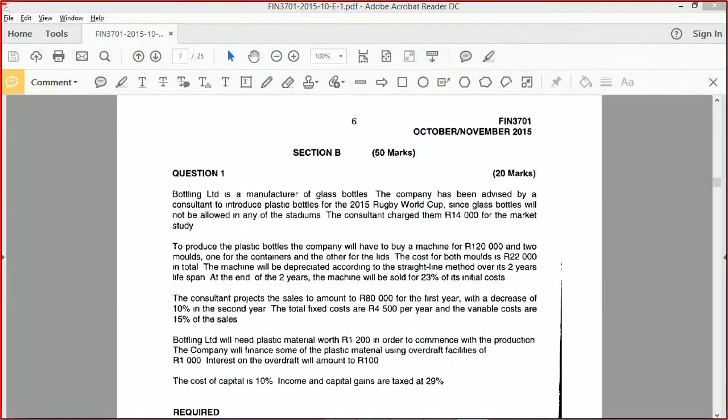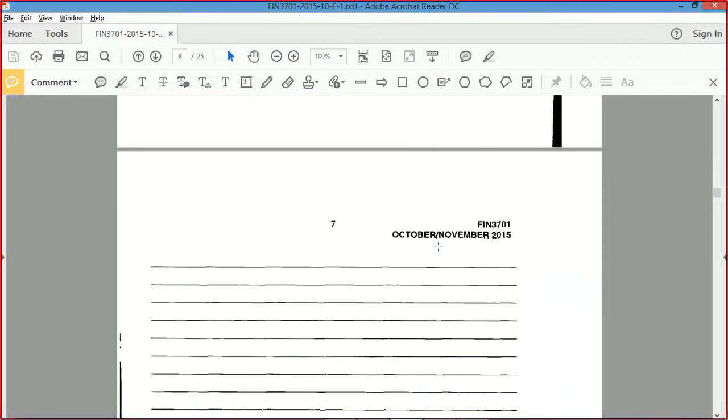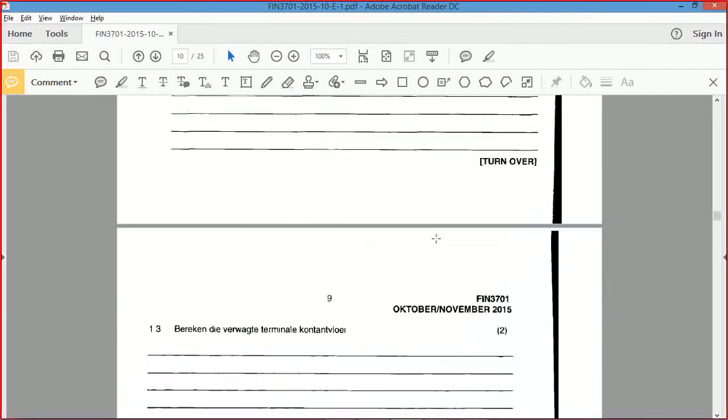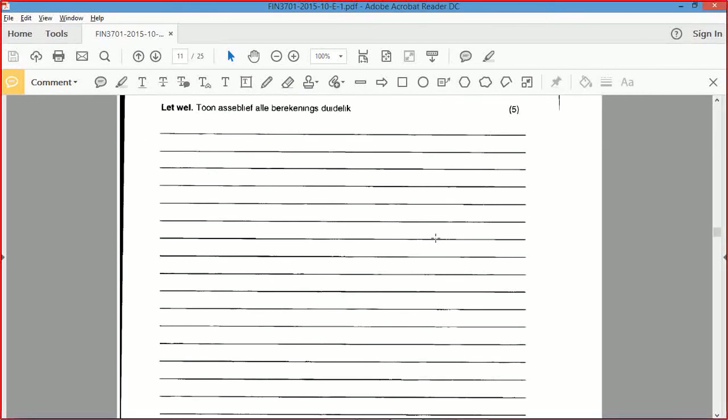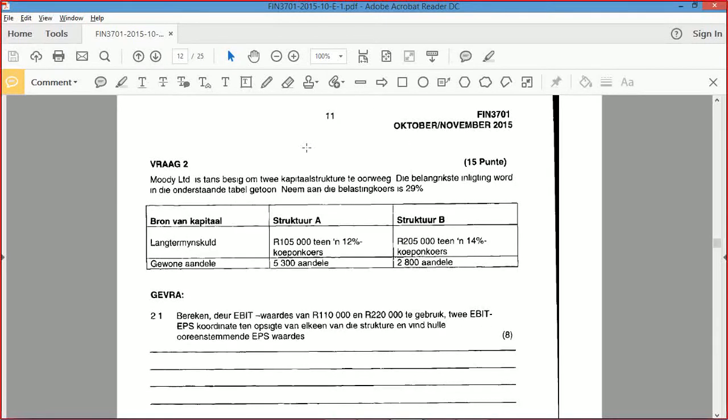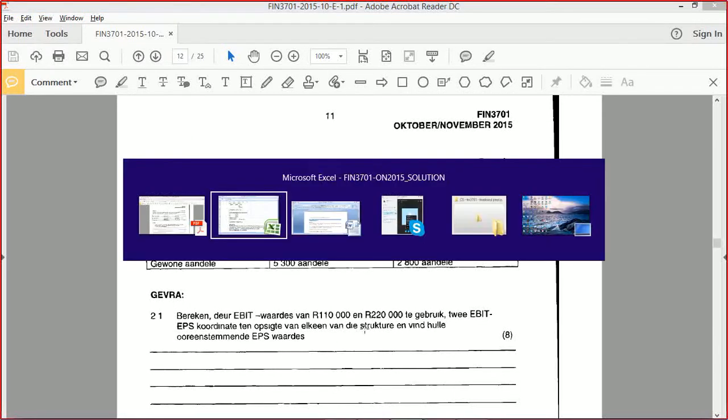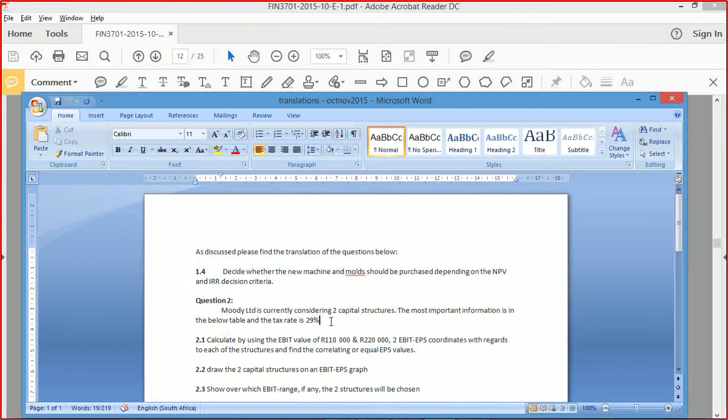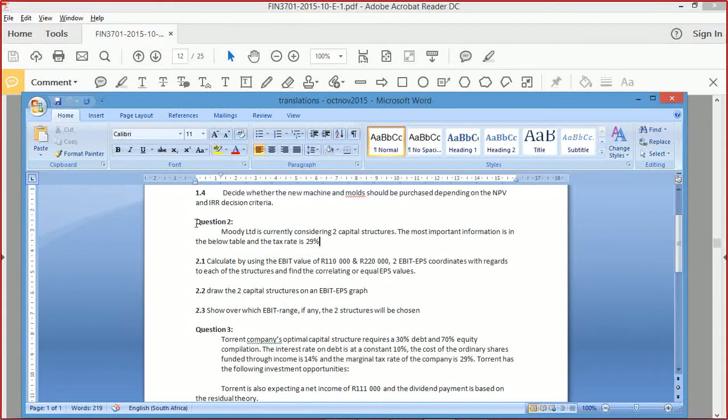Okay, so we've done that. Then question 2, you're going to need the translated version of the question, because for some reason the English past paper here had the Afrikaans included. It's out of 15 marks. You've got different projects, A and B, and they talk about EPS in terms of maximizing. The English version, question 2: The company is currently considering 2 capital structures in the table below. Tax is 29%.